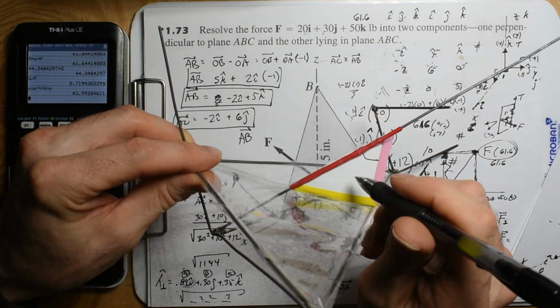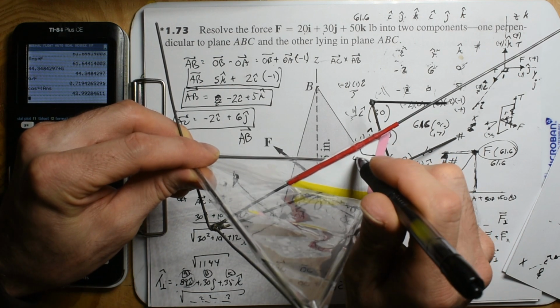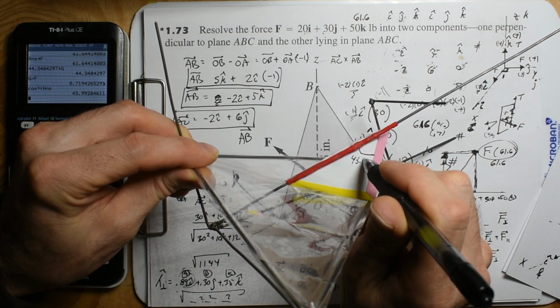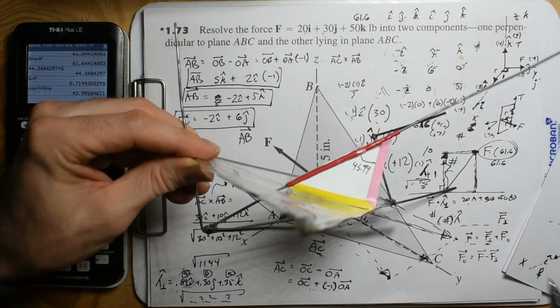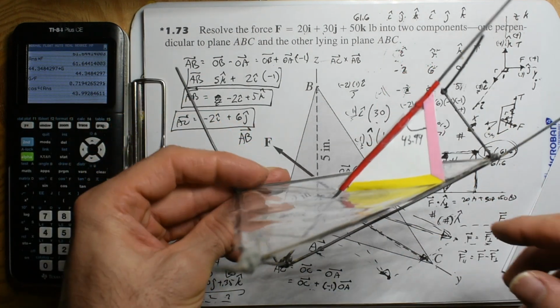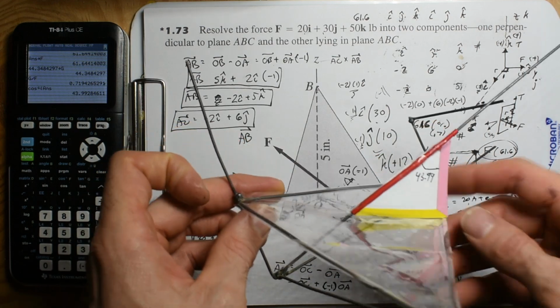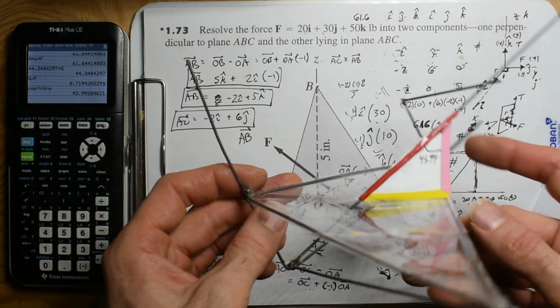I couldn't tell if it was less than 45 or greater than 45. So we got 43.99. And don't quote me on this. The answer is not in the back of the book on this one. So if I make small errors, you'll just have to bear that out.